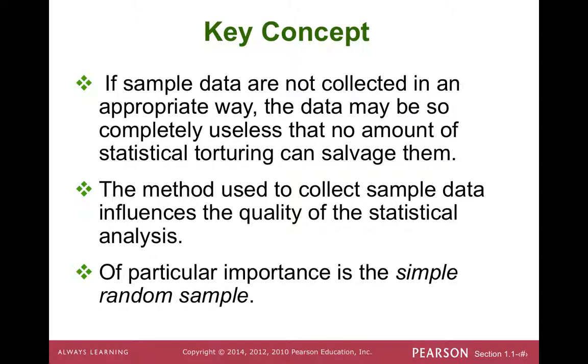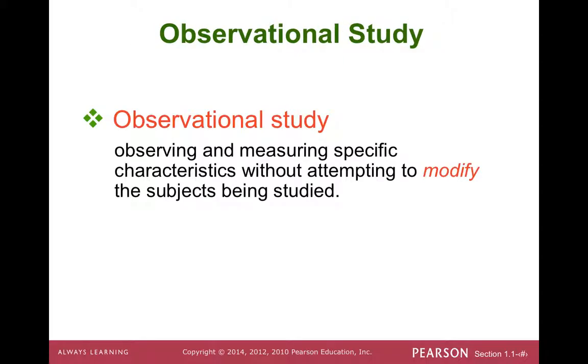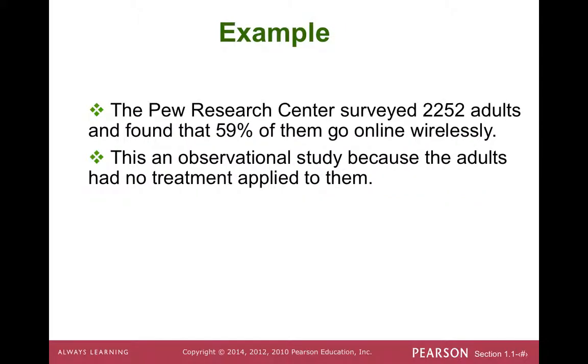All right, the method used to collect data is important. Basic idea is that we can collect data from two distinct sources: observational studies, where we sit back and look, or experimental studies, where we have our hands in the mix. In an observational study, we don't modify, we just observe. In an experimental study, we apply treatments and then observe the effect of those treatments.